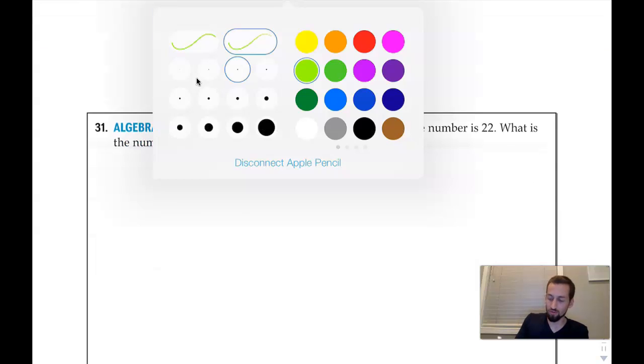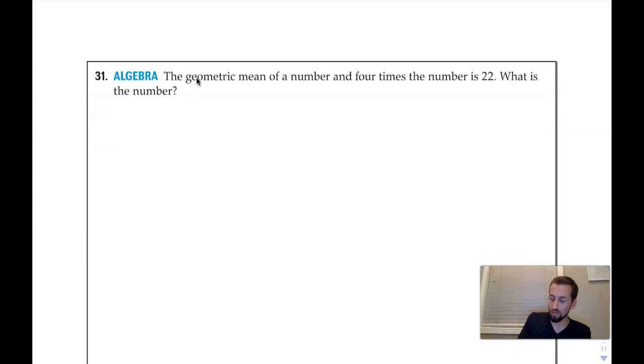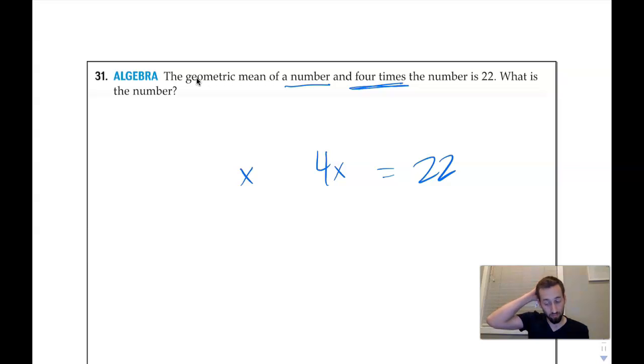This one, just trying to make sure we're reading carefully. Again, I know I'm going pretty quick here. Geometric mean of a number and 4 times that number. So you've got a number, x, and you've got 4 times that number. Sorry, I'm writing that really weird. You should get 22, right? That's the final answer. And we're kind of thinking through this like, okay, the geometric mean is 22.